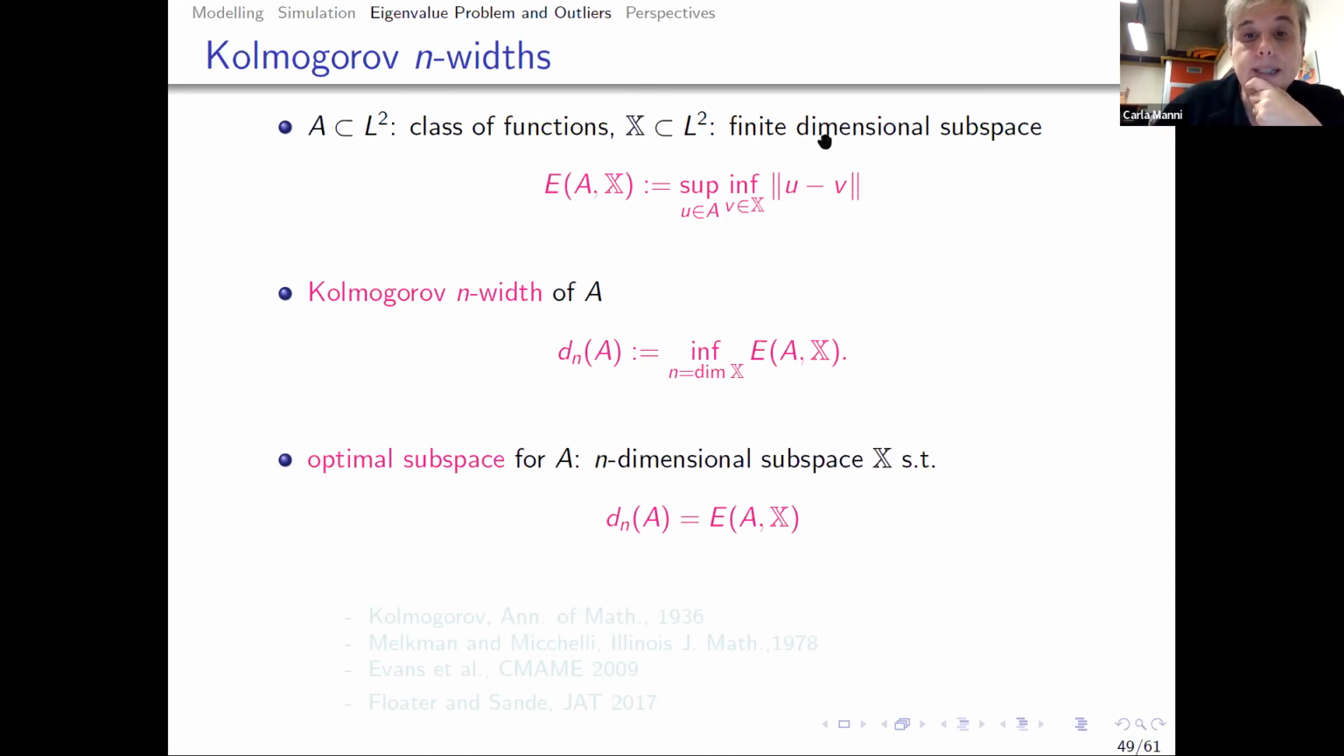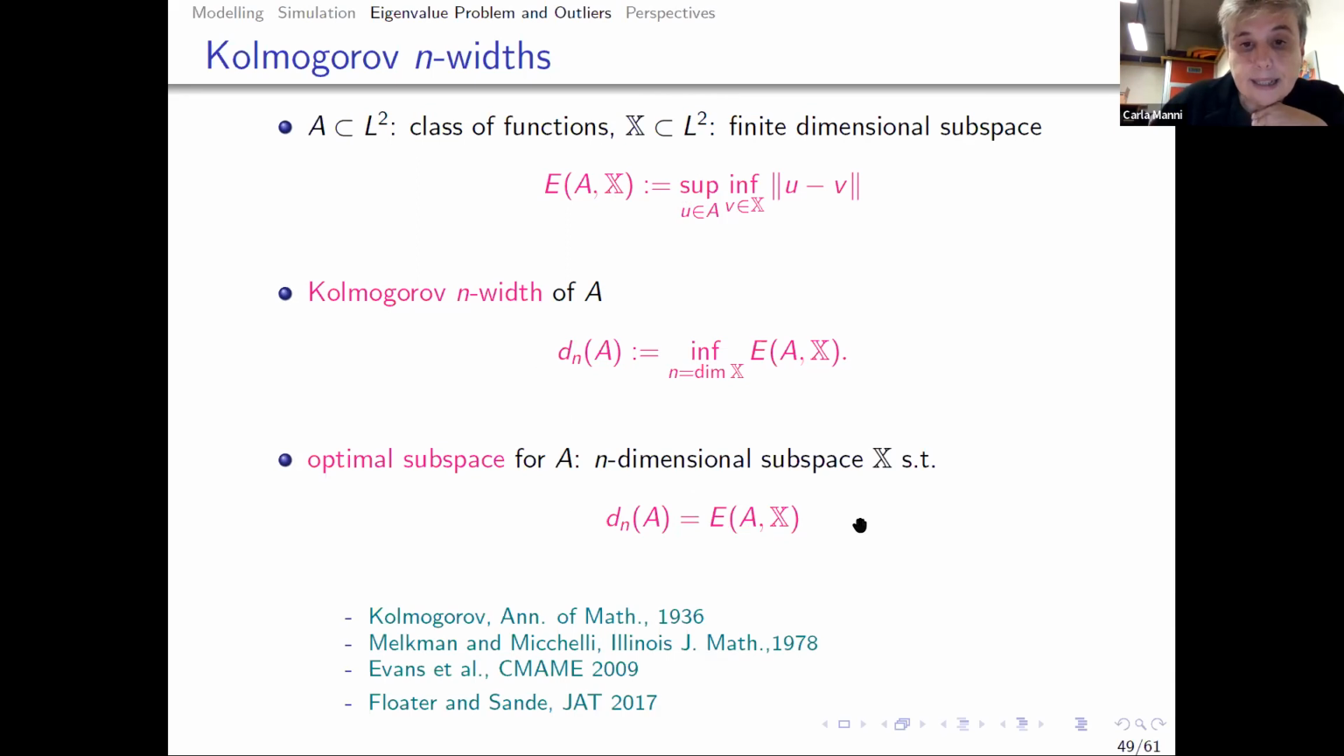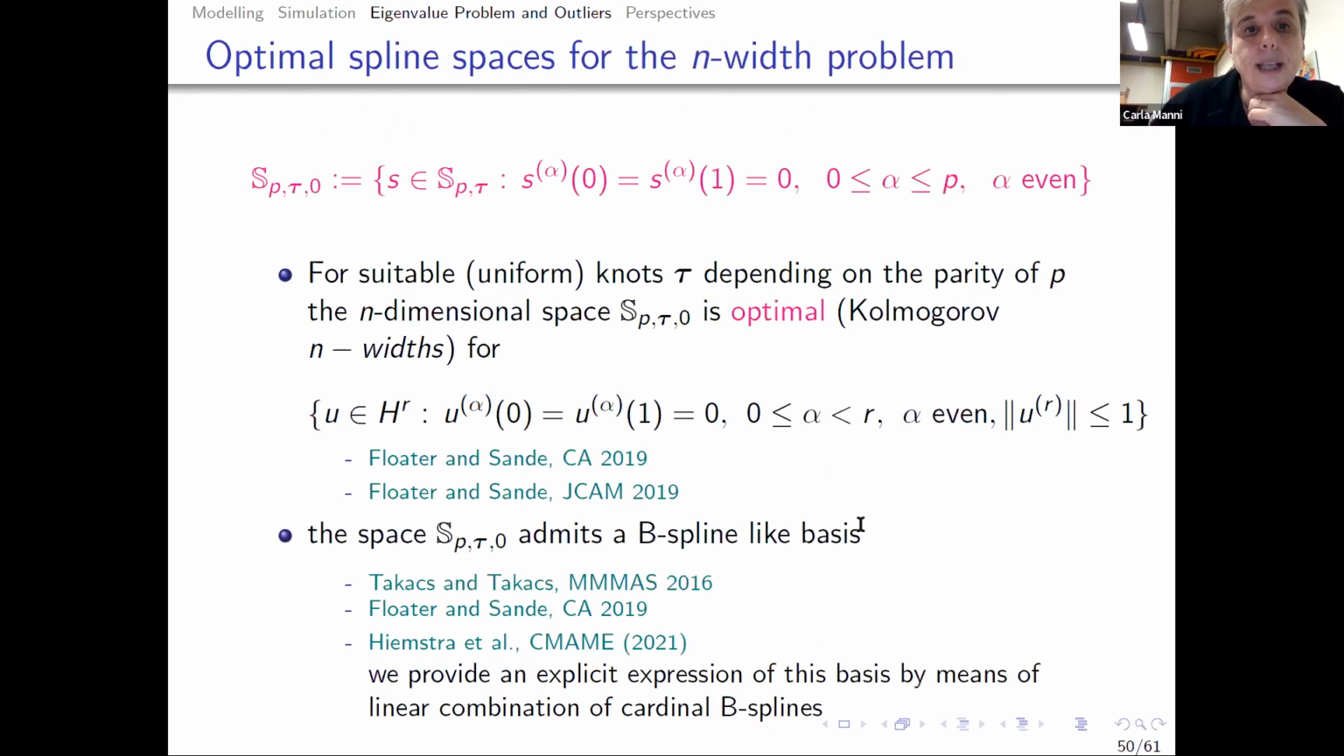And actually, you can say something in this direction to provide outlier-free discretization if you go with some results which are based on Kolmogorov n-widths. Here I just recall what is the meaning of the Kolmogorov n-width. So you have a class of functions A, say in L2, here this is the L2 norm, but it can be in any norm, here it is L2. And you have a finite dimensional subspace, say capital X, and this is the distance of A to X. And the Kolmogorov n-width is the infimum of this quantity taken over all the subspaces of dimension n, the same dimension. And the space is optimal for a given class if its distance is actually equal to the Kolmogorov n-width.